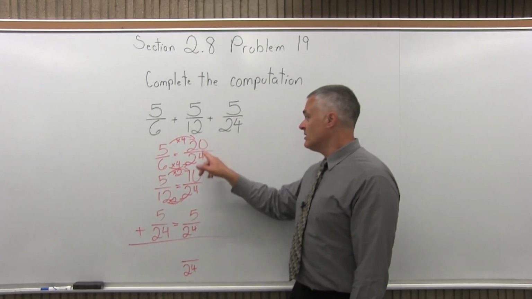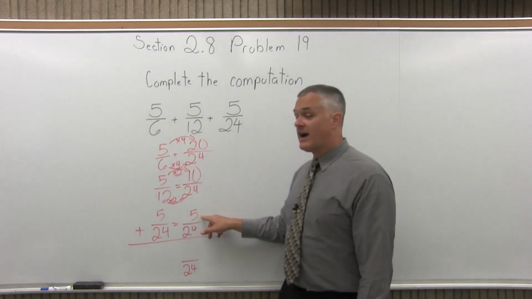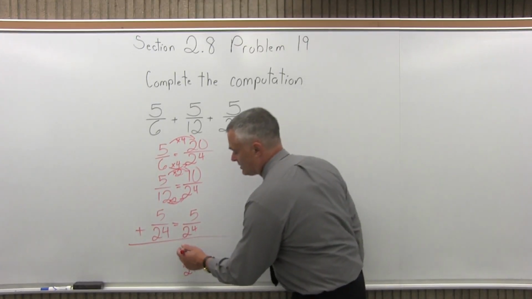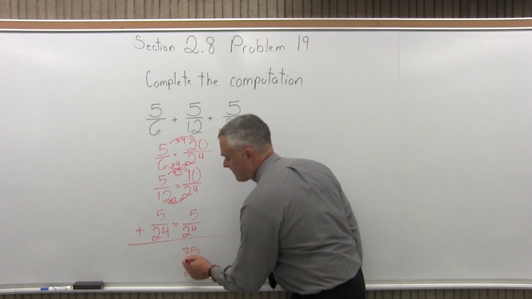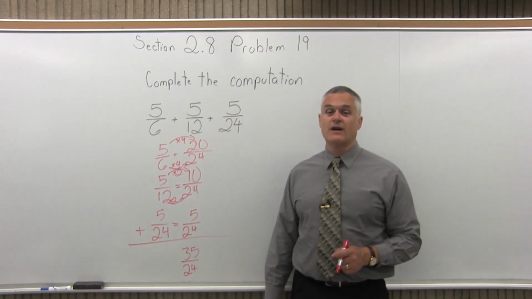I'm going to add them together. 20 plus 10 more is 30. 30 plus 5 more is 35. So I have an answer of 35 for the numerator. The denominator, again, I knew was going to be 24. So I have an answer of 35 over 24.